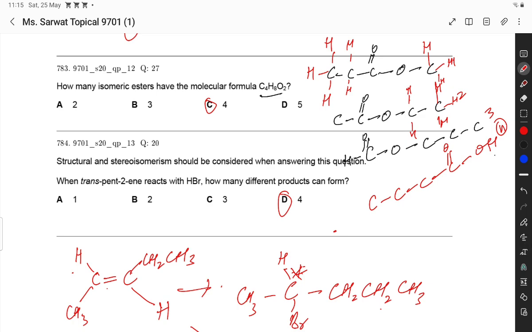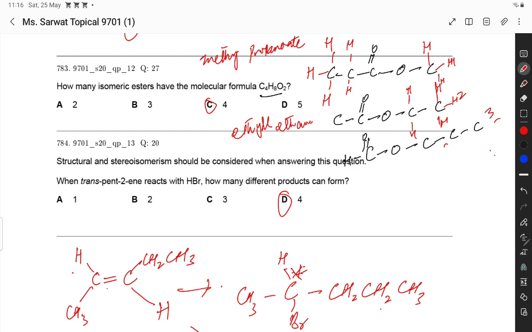Molecular formula C4H8O2. I think 3 could be possible: methyl propanoate, ethyl ethanoate, and propyl methanoate. So the three esters are methyl propanoate, ethyl ethanoate and propyl methanoate.